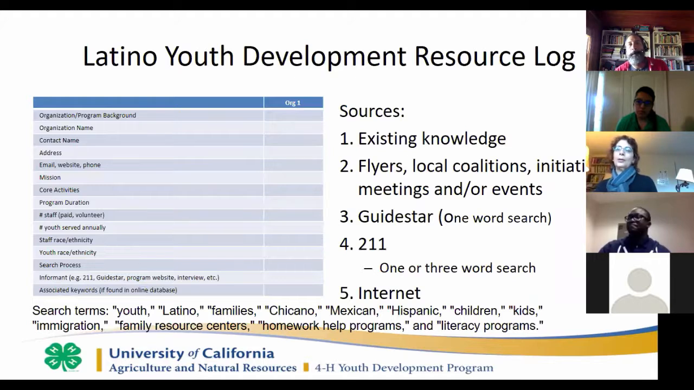And then when we had exhausted what we know, we went into GuideStar, which is an online database of organizations, and we did one-word searches, and the terms below are what we used. In addition, we also used 211 for one- to three-word searches. Sometimes both of these tools, GuideStar and 211, wouldn't tell us all of the information that we wanted. So we went to the internet, and the last step that's not in here is we picked up the phone and called people and asked, tell us a little bit more about your organization, because we really want to get a sense of what is happening in our counties around Latino youth development.